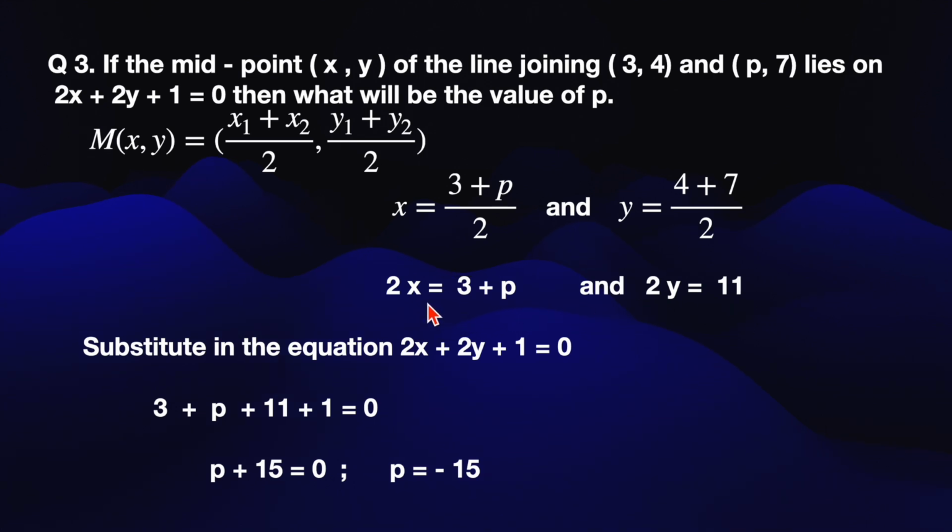Now this midpoint lies on this equation. So let us substitute these values in this equation. So here write down the values: 3 plus p plus 11 plus 1 is equal to 0. You get the value of p as minus 15.